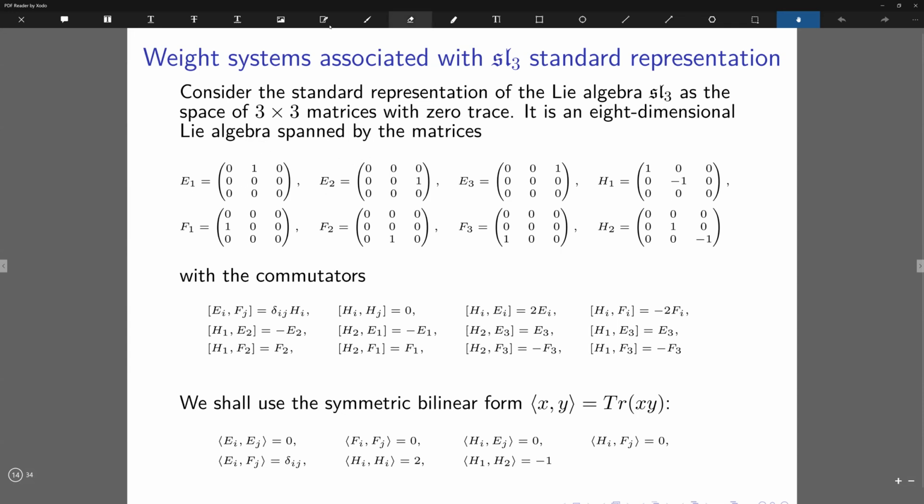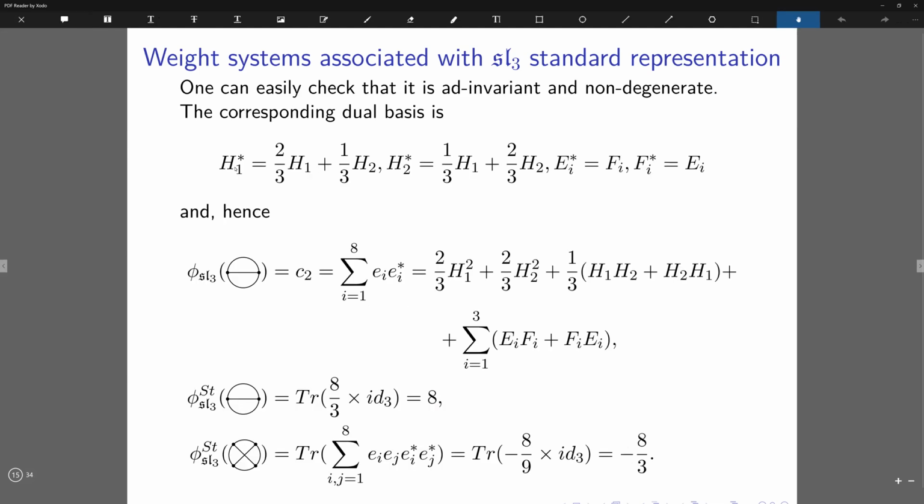The basis is E1, E2, E3, F1, F2, F3, H1, H2. Each element of the basis is represented by a 3 times 3 matrix with zero trace. And this is the commutator. And this is the bilinear form we used. It's just the trace of the product. And we can write the dual basis: H1 star, H2 star, and Ei star is just Fi, Fi star is Ei.